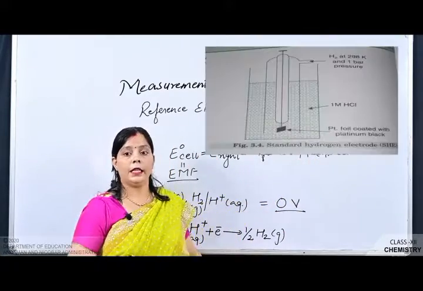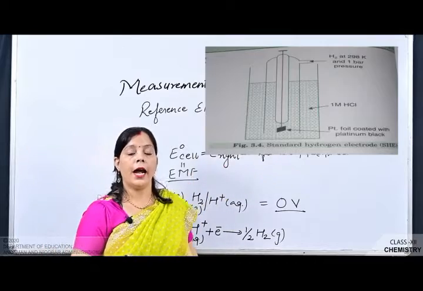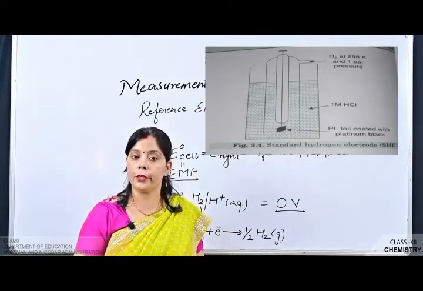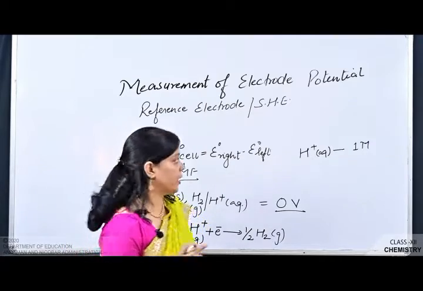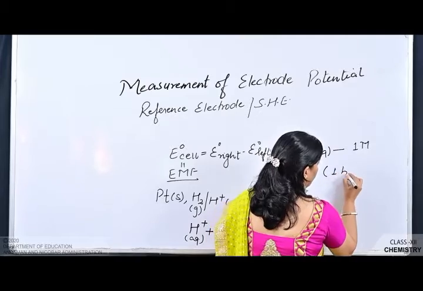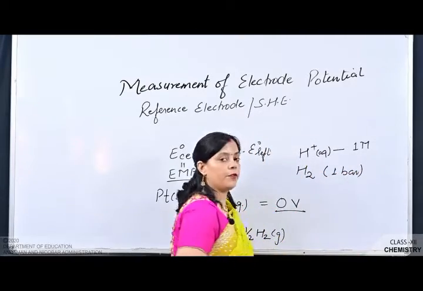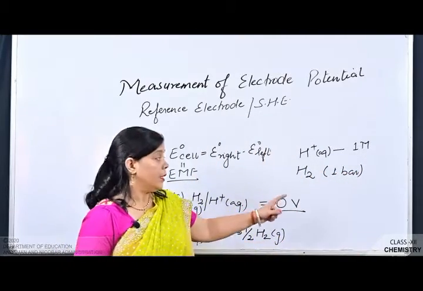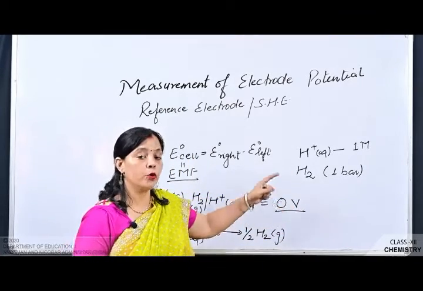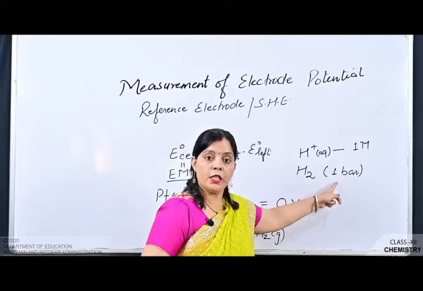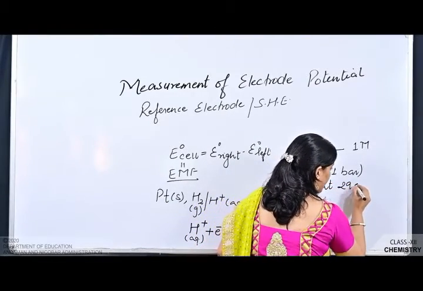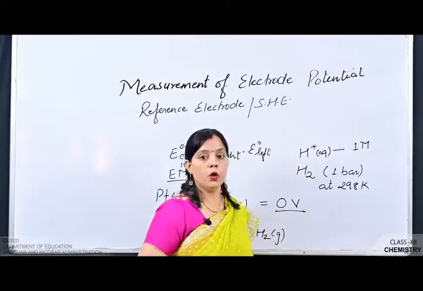So students, at the top you can see that hydrogen gas is passed into the standard hydrogen electrode, and that hydrogen gas is passed at a pressure of 1 bar. This is the standard condition for the gaseous electrode. The hydrogen gas is bubbled continuously through the solution. The pressure is 1 bar, and the temperature is 298 Kelvin.